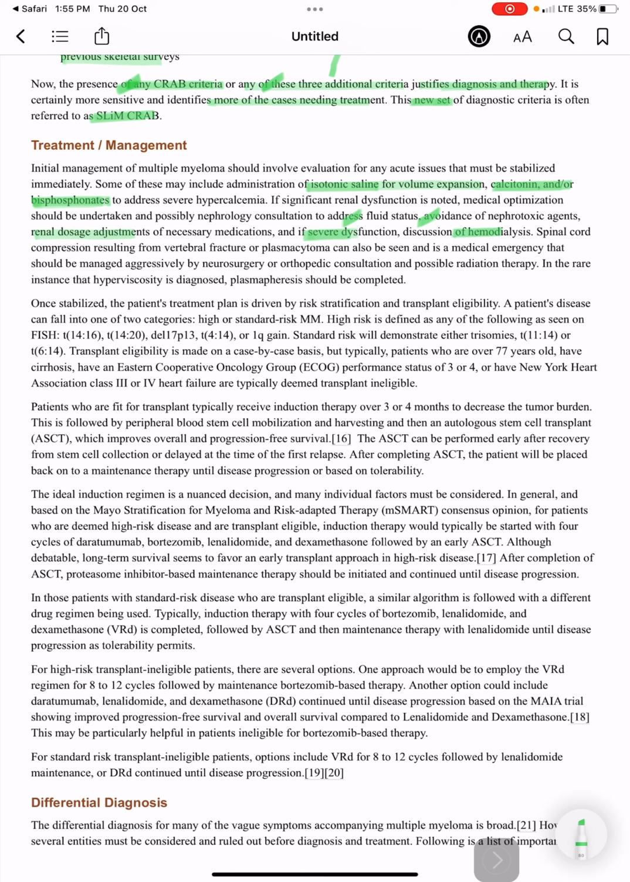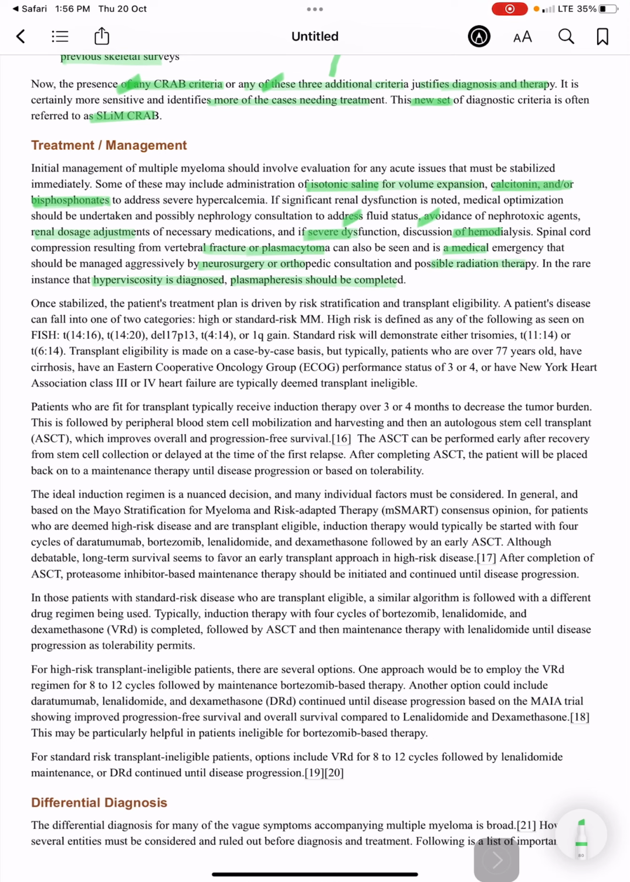Spinal cord compression resulting from vertebral fracture or plasmacytoma can also be seen, and it is a medical emergency that should be managed aggressively by neurosurgery or orthopedic consultation and possible radiation therapy. In the rare instance that hyperviscosity is diagnosed, plasmapheresis should be done.